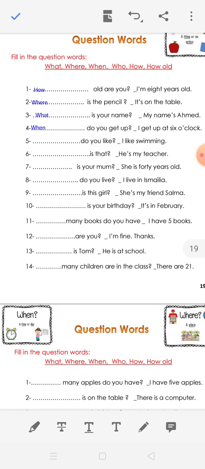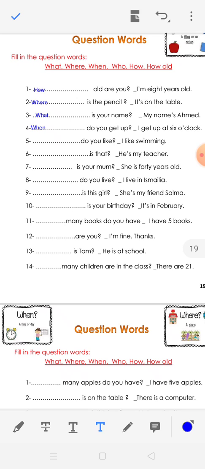Excellent. But we're gonna use here, what do you like? I like swimming. What do you like? I like swimming. I like playing football. I like playing tennis. Perfect. So we're gonna use here, what? What do you like?